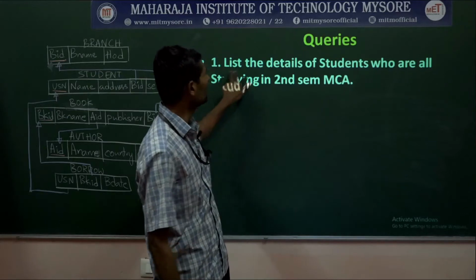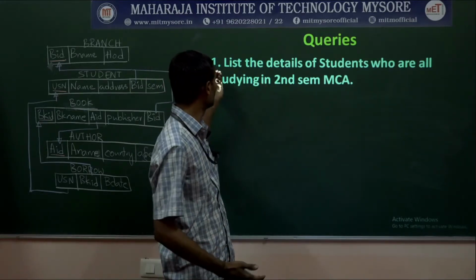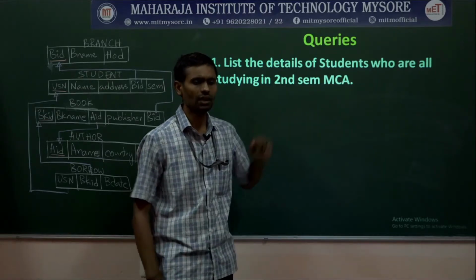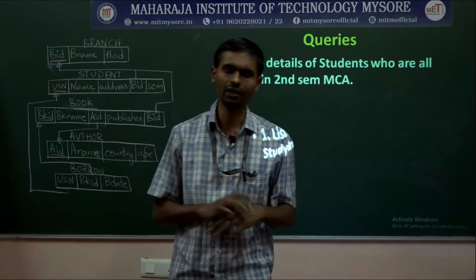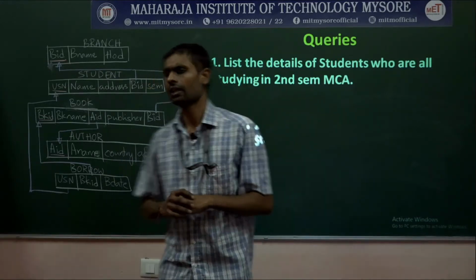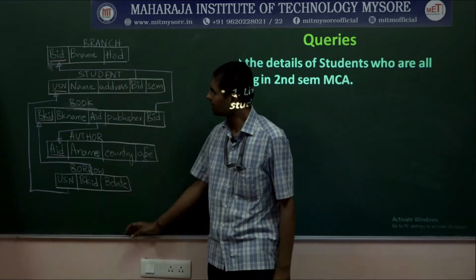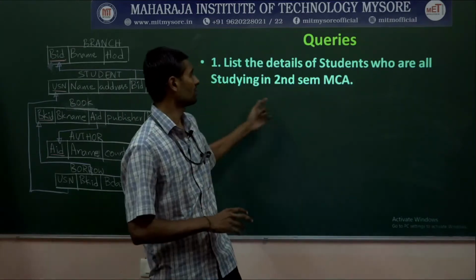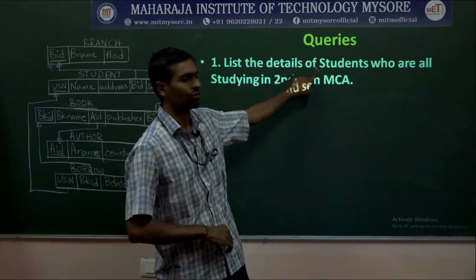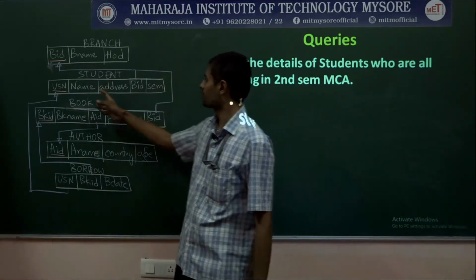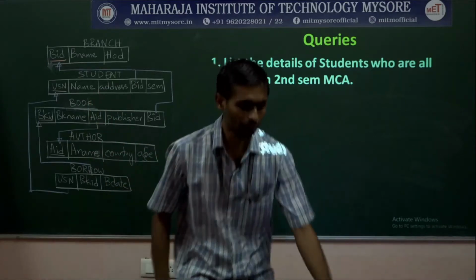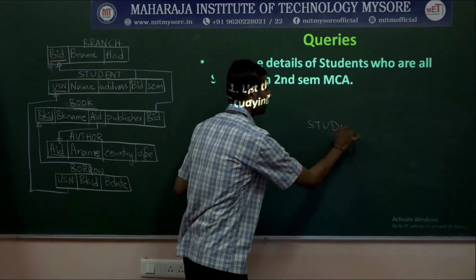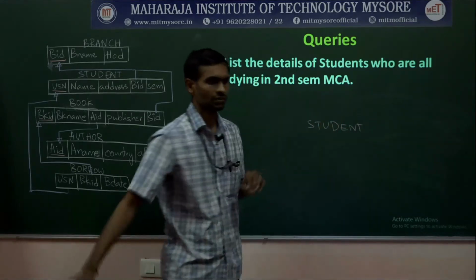As per this question, list the details, we'll try to analyze. List the details of students who are all studying in second sem MCA. They are asking us to retrieve student details of those studying in second sem MCA. So for that, when I see these tables, guys, can you tell me which table is very much required to answer this query? Talking about retrieving student details, definitely it requires the student table. So let me write it in between. It requires the student table, yes.